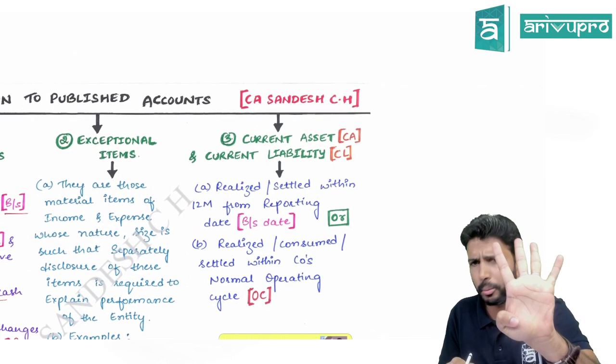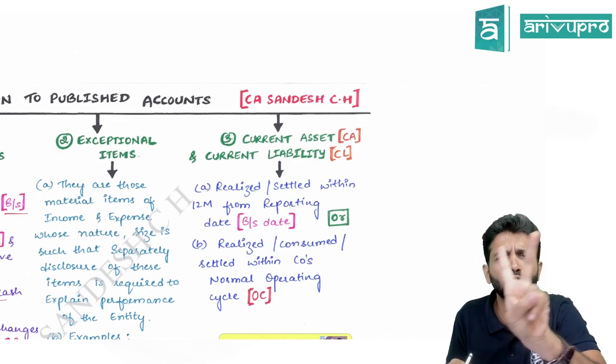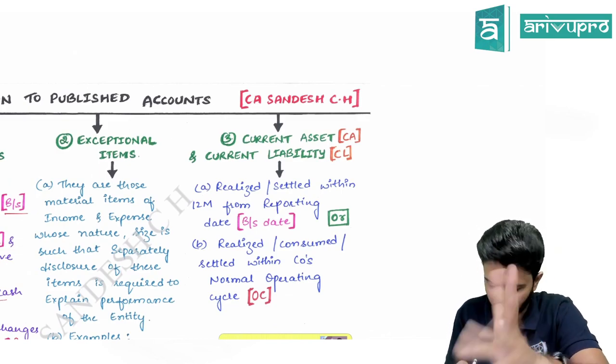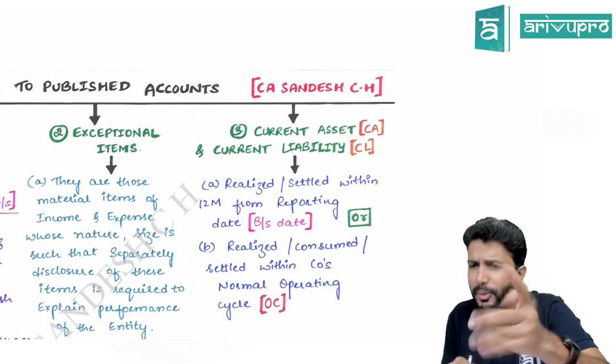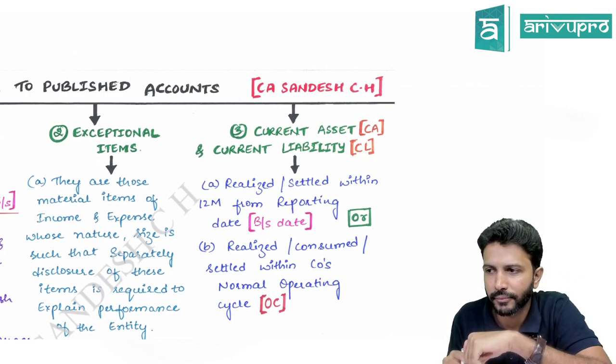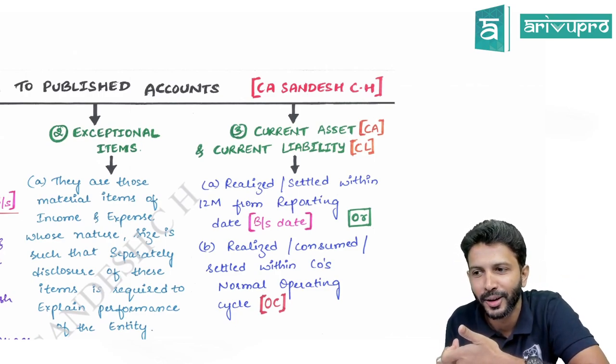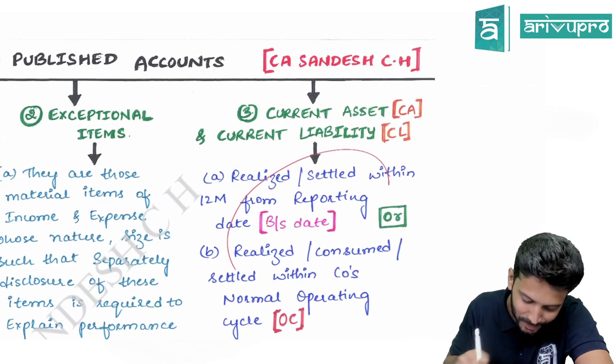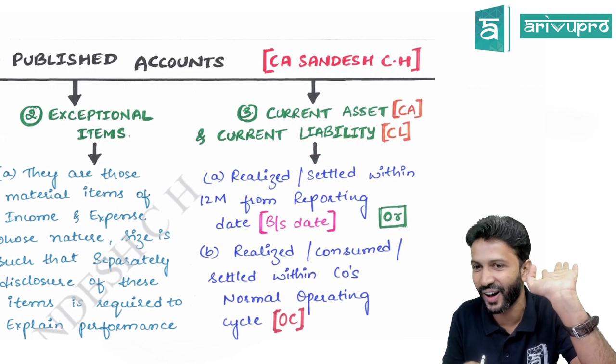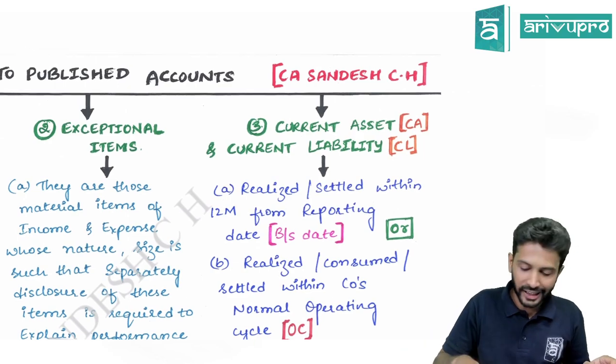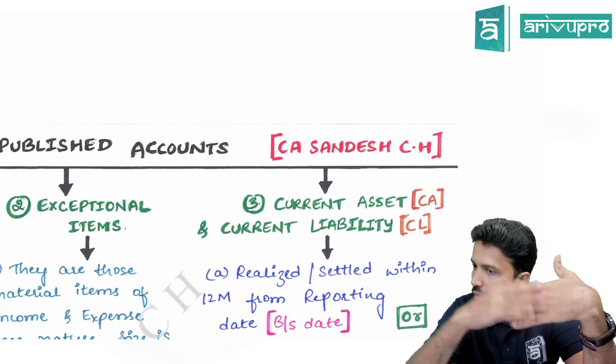There are 4 components, but our ACCA books use only 2. In the Indian scenario, we use 4. But what exam are we writing? ACCA. That means we'll stick only to the 2 things. So to decode whether a component is current or non-current, there are 2 parameters.